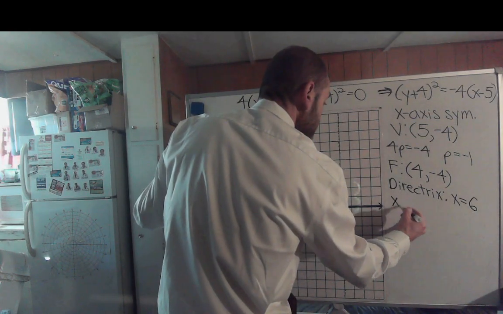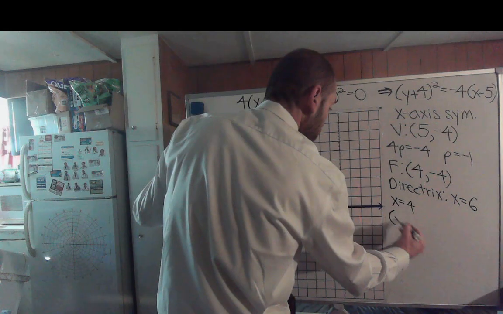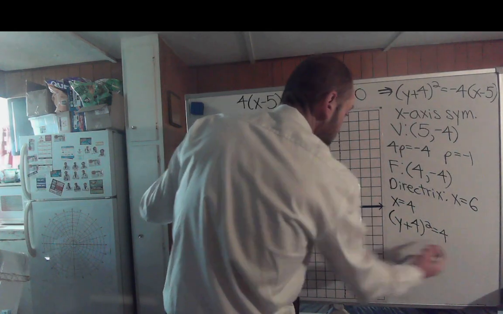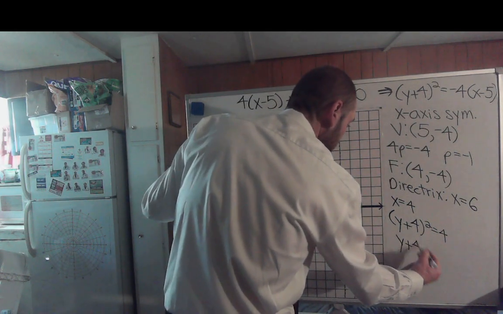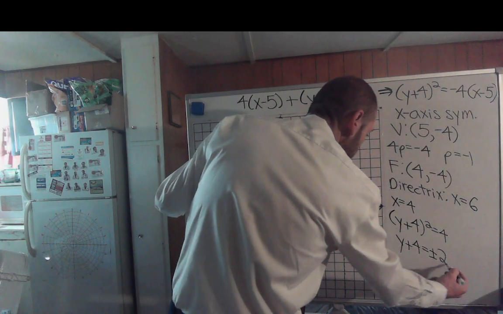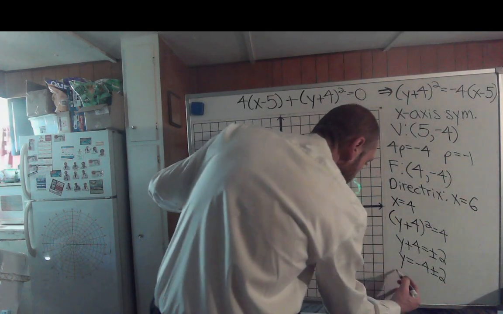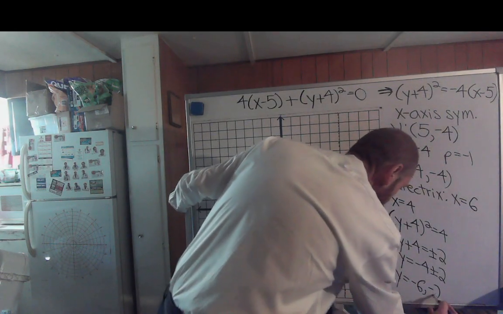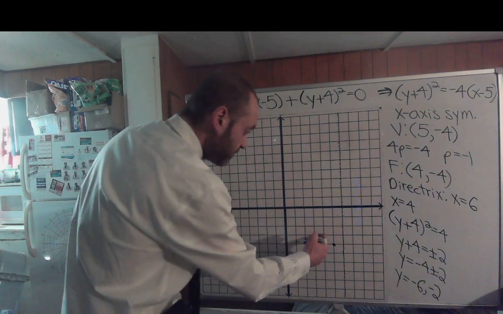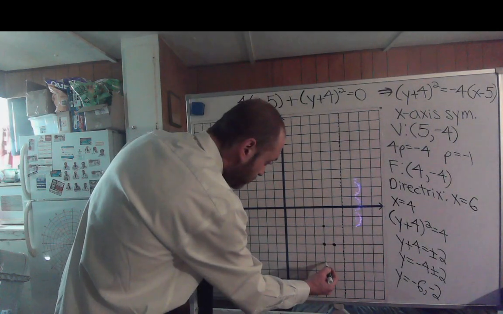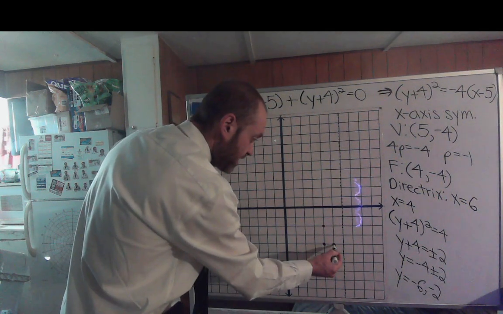So if x equals 4, that's going to give me y plus 4 squared equals positive 4, which should give me y plus 4 equals plus and minus 2. So y would equal negative 4 plus and minus 2. So negative 4 minus 2 gives me y equals negative 6. Negative 4 plus 2 gives me y equals negative 2. So when x is 4, I could get a y-coordinate of negative 2. Then I could also get a y-coordinate of negative 6.